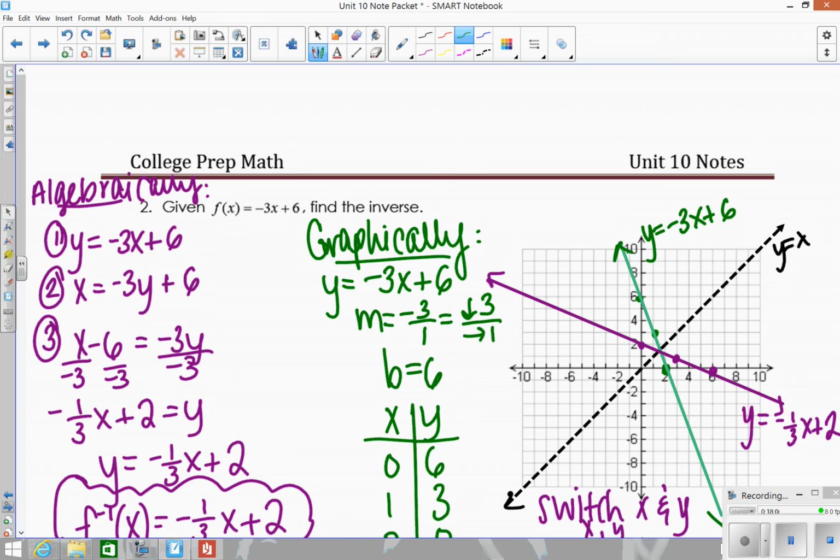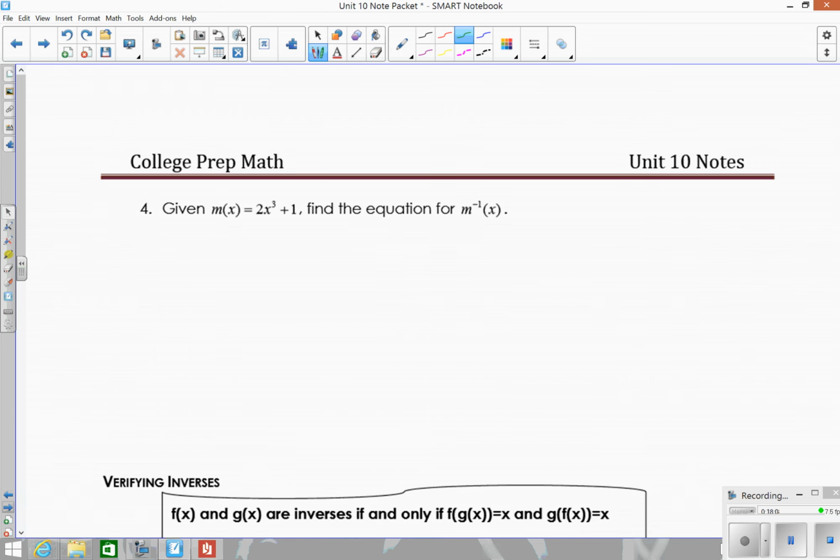So some other scenarios to look at are something like number 4 here. Number 4 is a cubic function, and we know from our previous unit when we're graphing a cubic function that one end's going to be up, one end's going to be down.